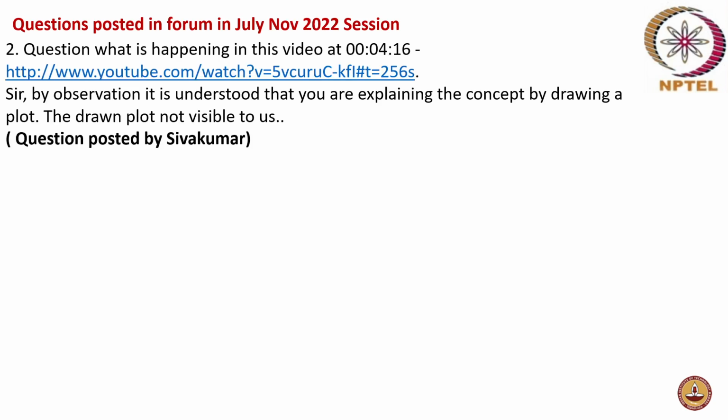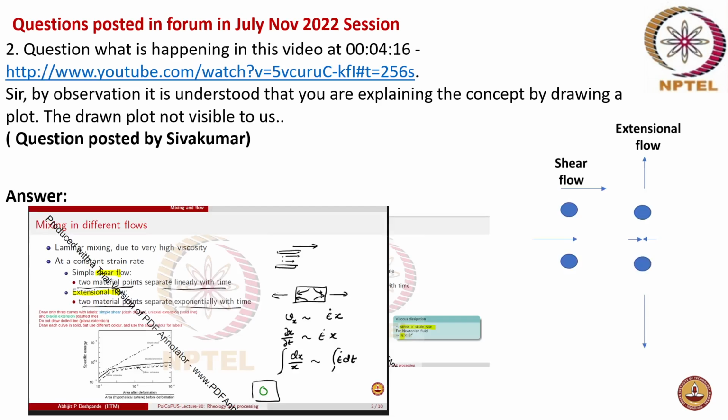Next, the question is what is happening in this video at 4 minutes 16 seconds. The student, Shivakumar, posted: by observation it is understood that you are explaining the concept by drawing a plot, but the drawn plot is not visible. In this lecture, I think lecture 80, rheology and processing, this portion of the figure was not visible during the video. But when you download the lecture notes, you can see it.